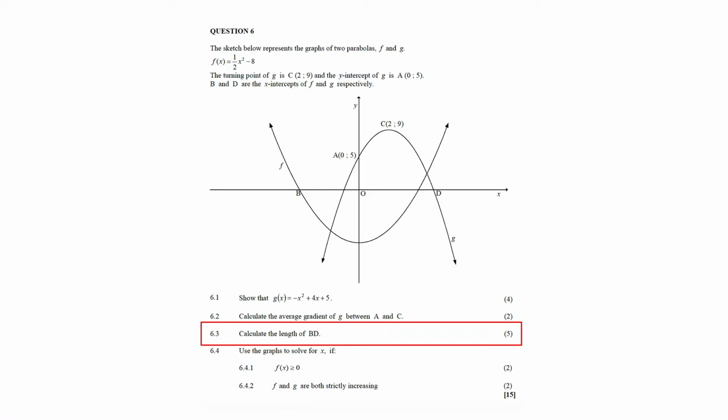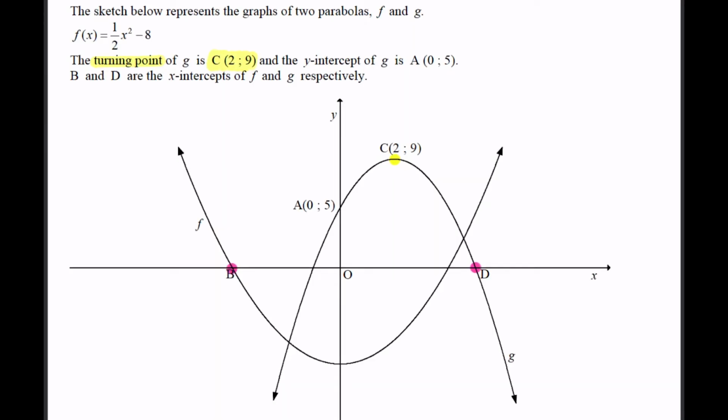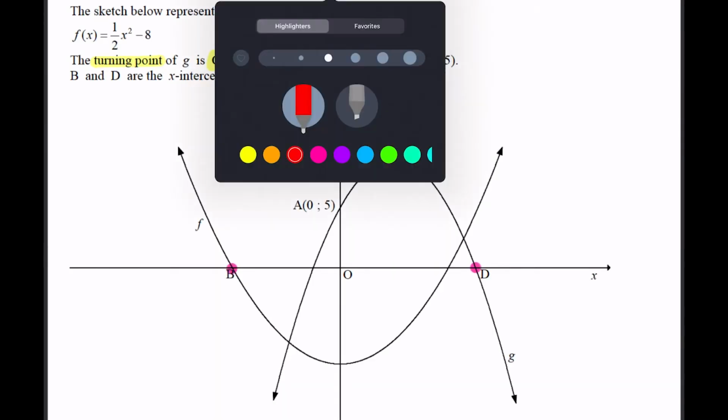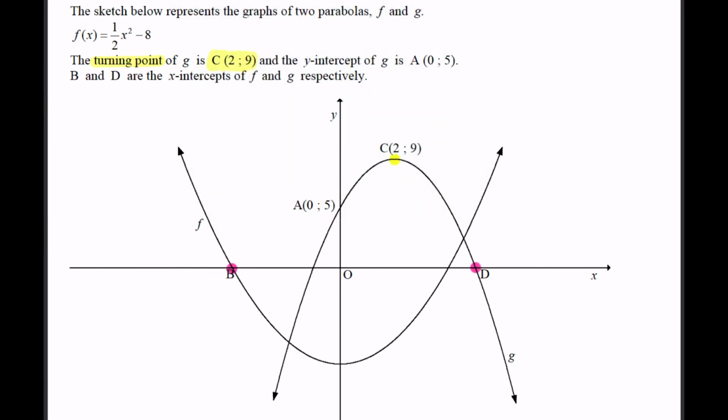The next question says, calculate the length of BD. Now, if I calculate the length of BD, I need to first identify where BD is. So BD is this line, it's this length over here. If I color it in my diagram, remember that a length has to be a positive value. So I have the length between B and D.